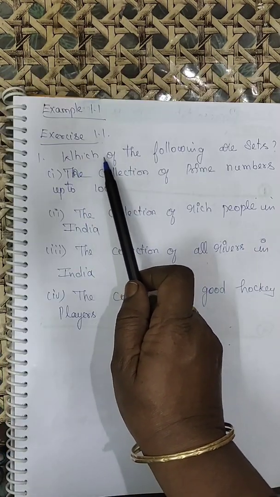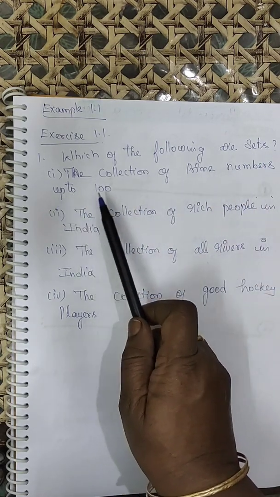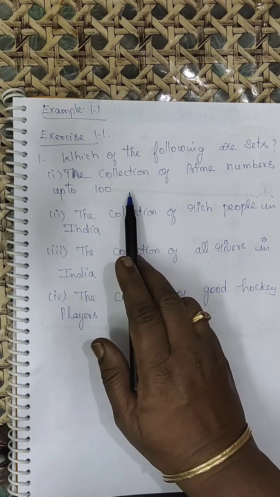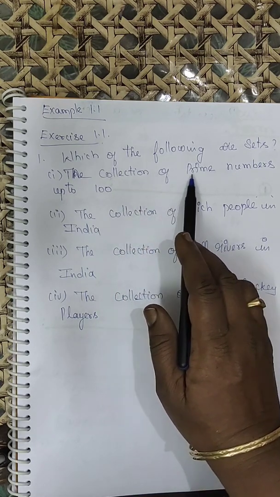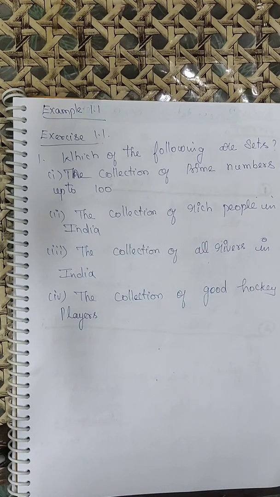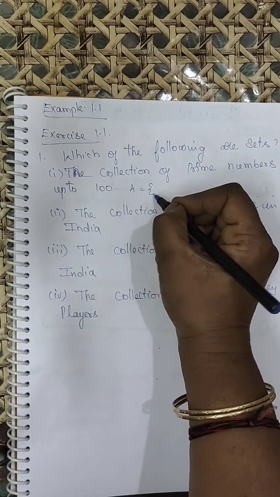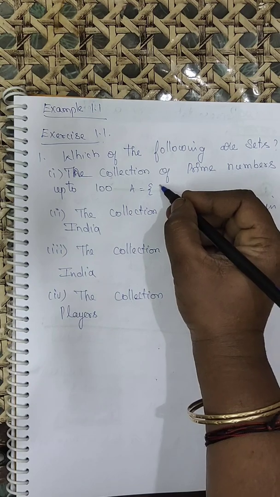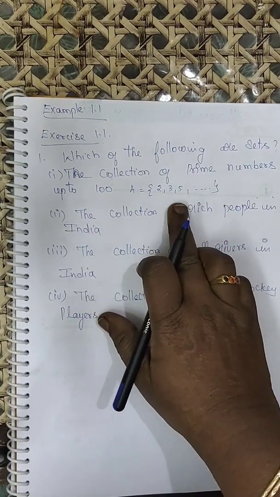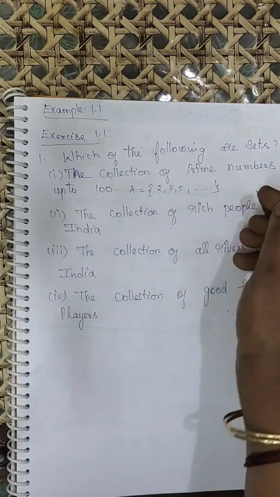So, what is the sum? Which of the following are sets? The first one, the collection of prime numbers up to 100. As I told you, a set is a collection of well-defined objects. So, can we collect the prime numbers up to 100? Yes. Prime numbers are the numbers which are divisible only by 1 and itself. Yes, 1 is neither prime nor composite. So it starts from 2, 3, 5, etc. This is a possible collection, that means a well-defined collection of objects. So the collection of prime numbers up to 100 is a set.